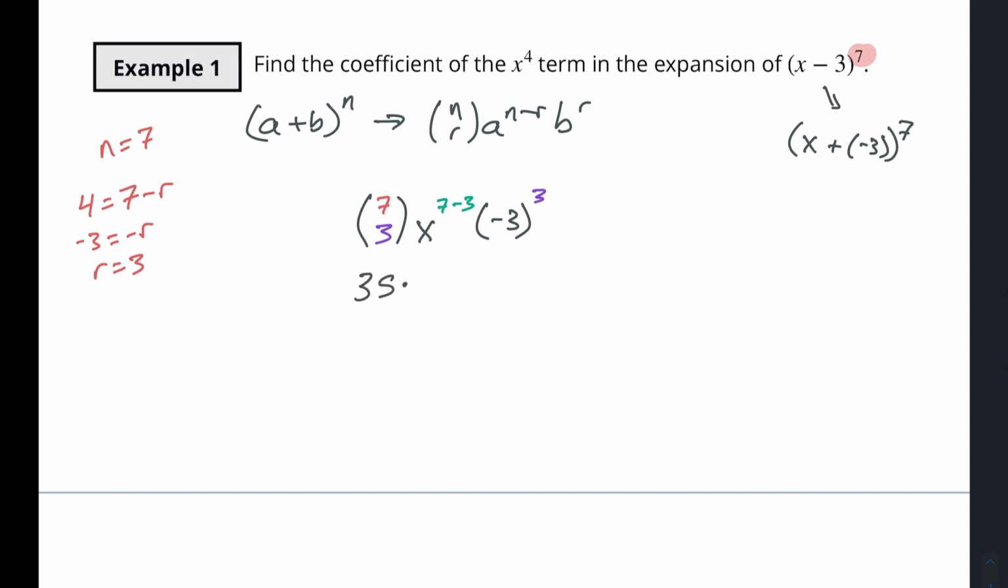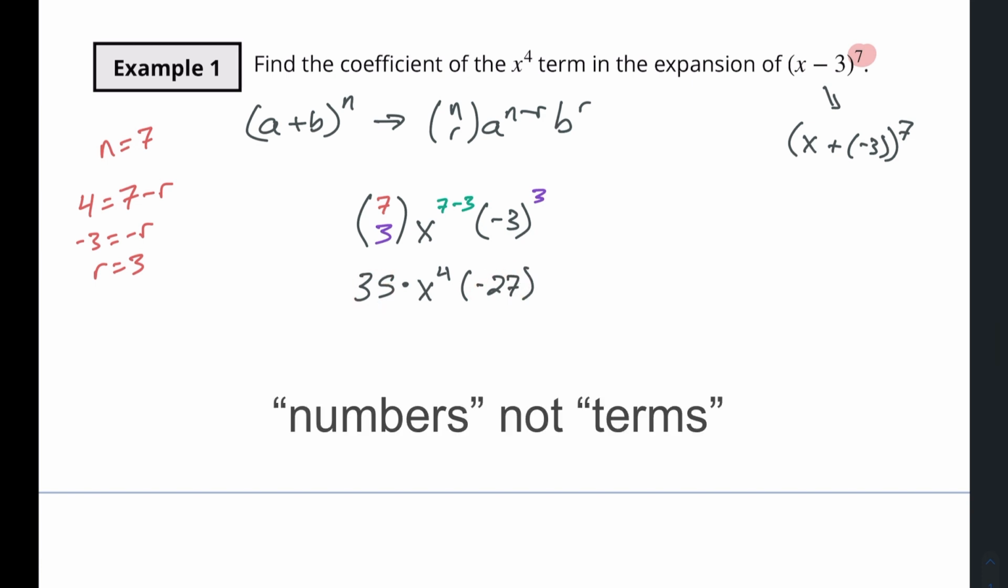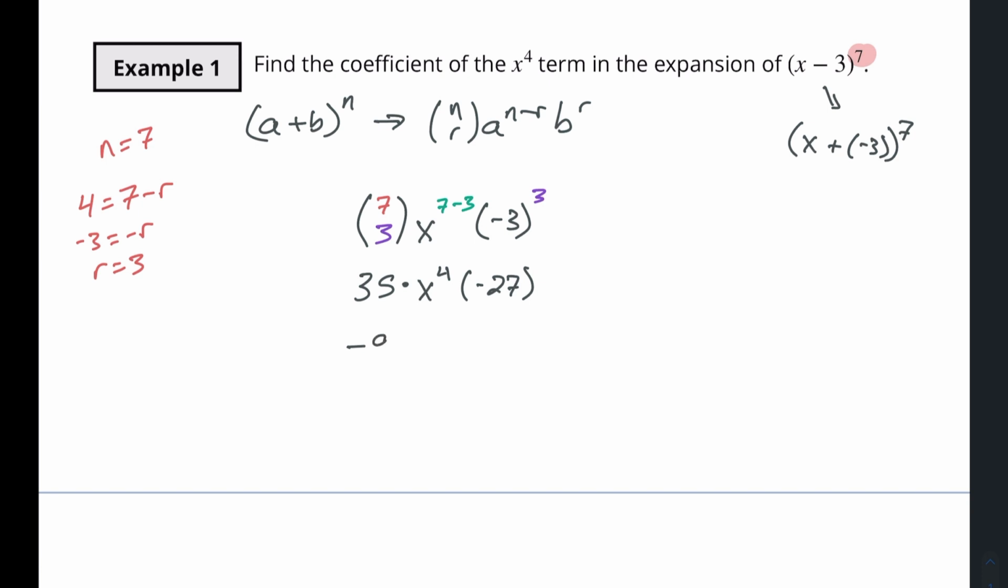That's going to be times x to the 7 minus 3, which is the fourth power, and then I've got negative 3 cubed, which is negative 27. When I multiply these two terms together, I'm going to get negative 945 x to the fourth. So that's this whole term multiplied out, and I'm looking for the coefficient in this.